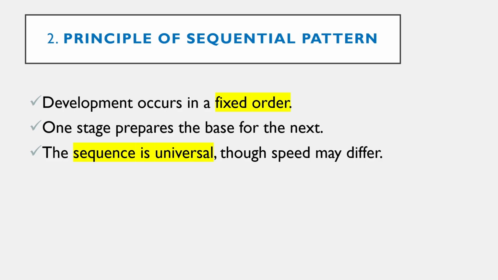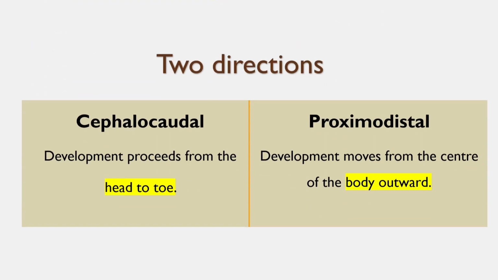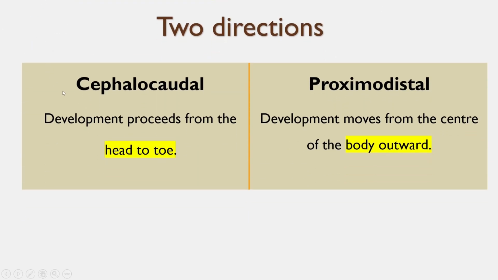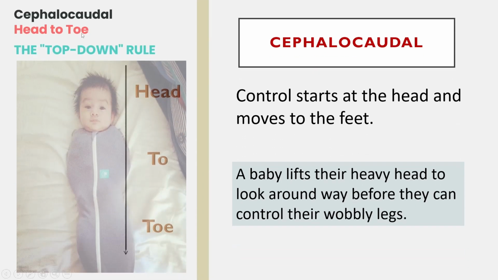So, this sequential pattern occurs in two main directions. These are: first is cephalocaudal, in which development proceeds from head to toe, and proximodistal, in which development moves from the center of the body outward. So first, cephalocaudal, which is head to toe, the top down rule. As you can see in this picture, cephalocaudal control starts at the head and moves to the feet. A baby lifts their heavy head to look around way before they can control their wobbly legs.